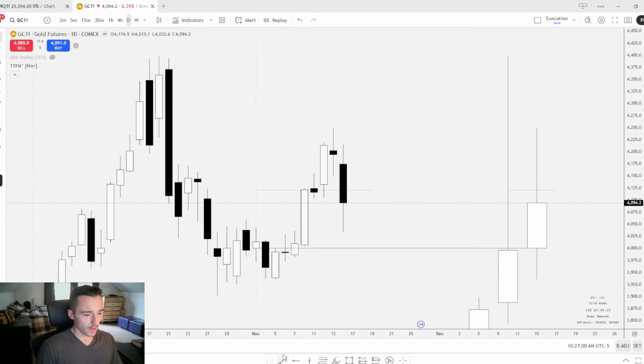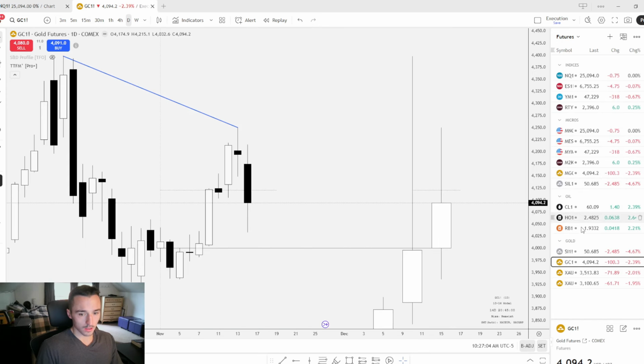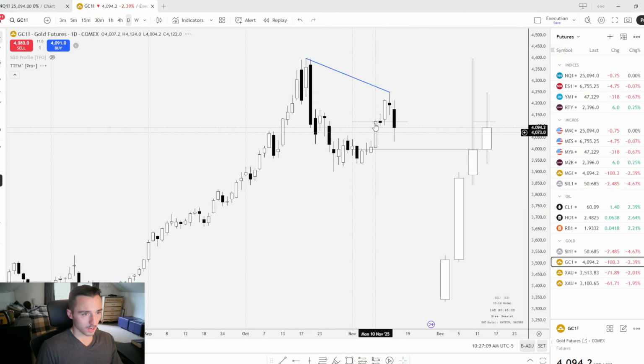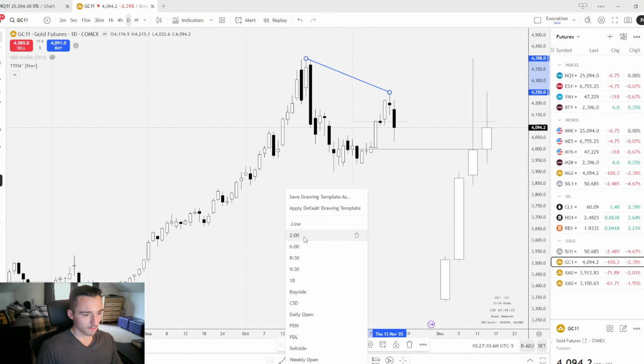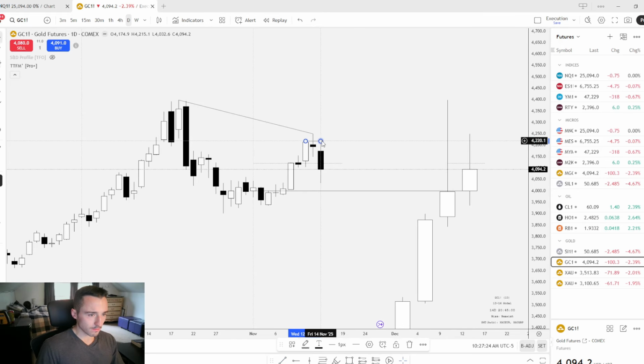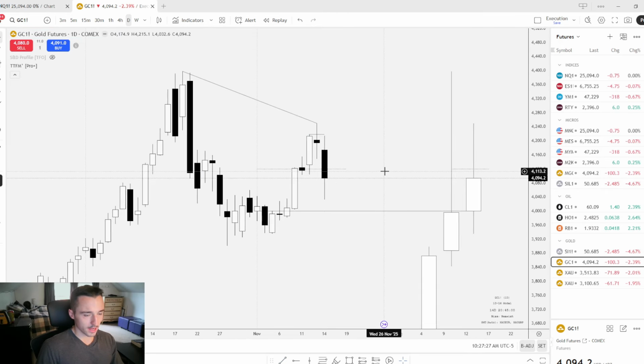However, we had SMT up here with silver. So silver comes up, takes out all-time highs. I already have that marked off. Gold fails to take out all-time highs, and you might be thinking, well, don't you use Euro and GBP? Yes, but whenever we have higher time frame SMTs like this, you also use silver. Right here on Thursday, we put in this daily reversal candle.